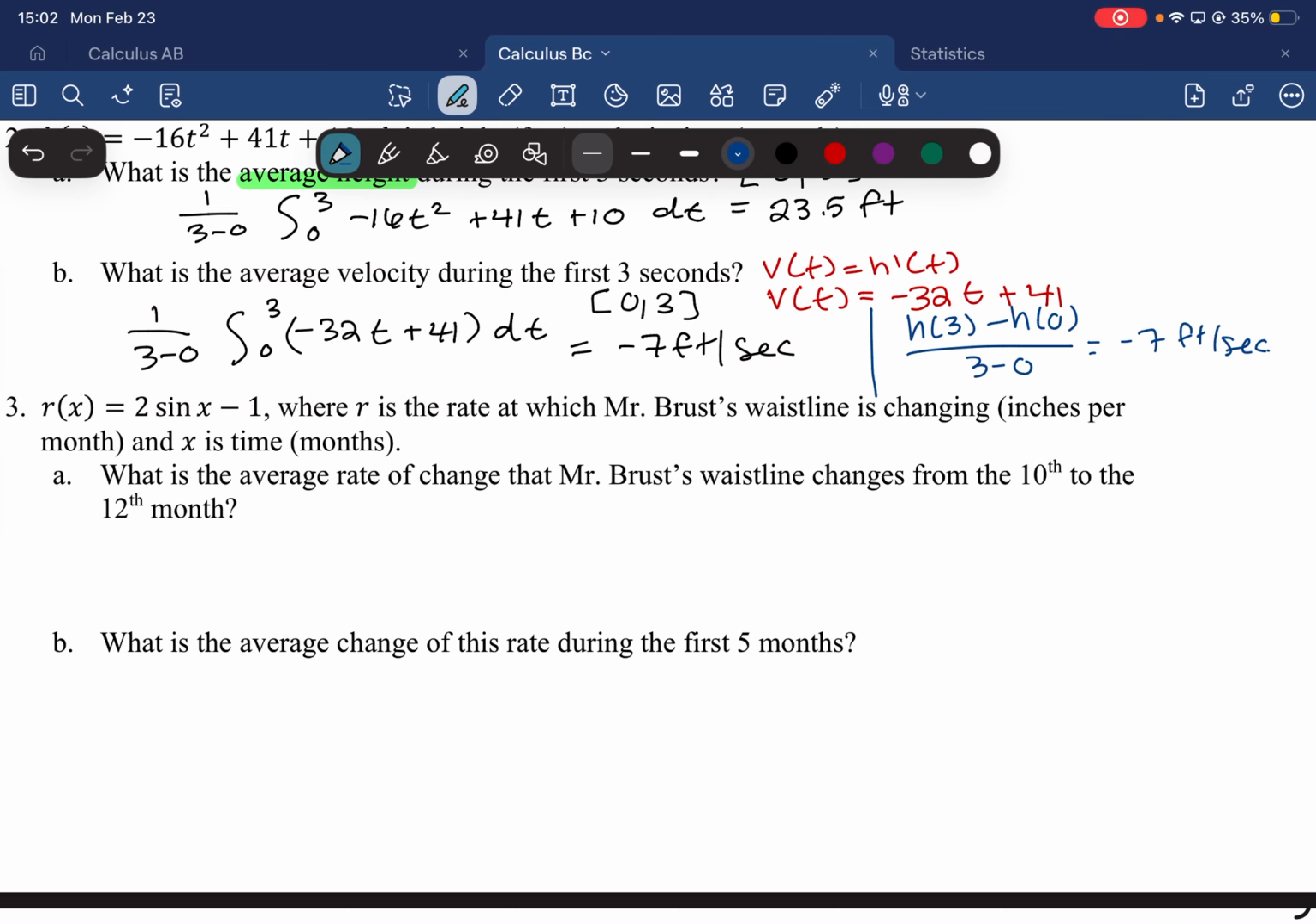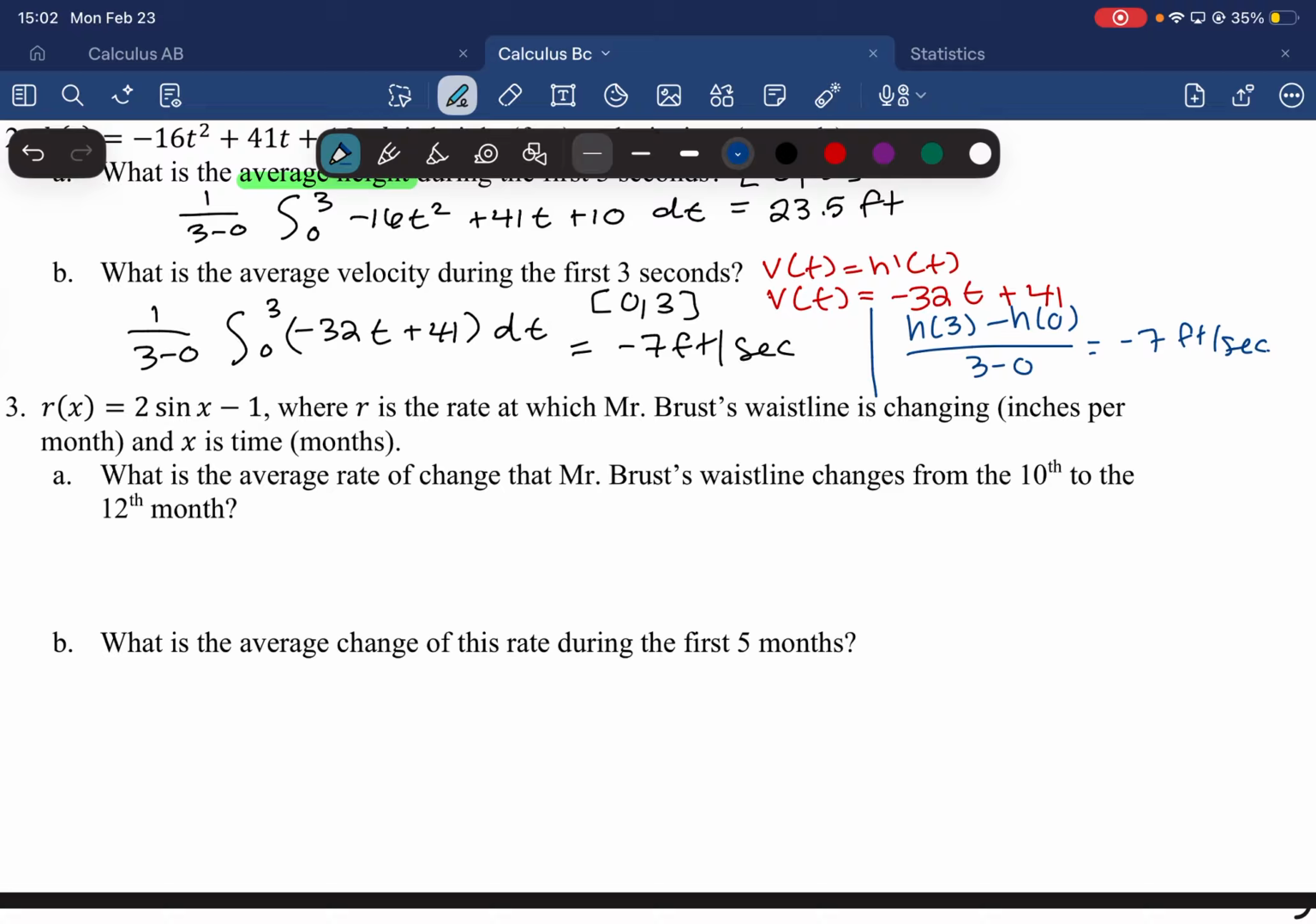Number 3 says r of x is equal to 2 times sine of x minus 1, where r is the rate at which Mr. Burst's waistline is changing in inches per month, and x is time in months. It says, what is the average rate of change that Mr. Burst's waistline changes from the 10th to 12th month? So notice we are finding the average rate of change of r of x, which is already a rate.